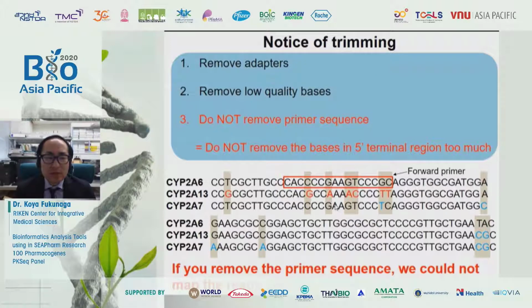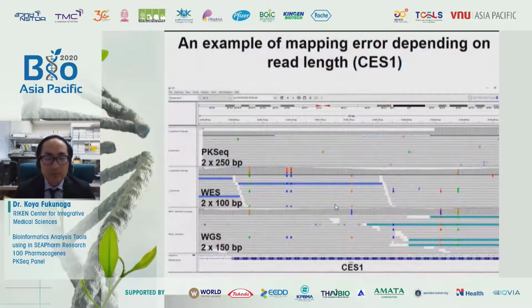Therefore, we must not remove the primer sequence from raw reads to map to the reference genome. From this slide, I would like to show the higher accuracy of PKSeq than those of whole exome sequencing and whole genome sequencing. WES and WGS cannot map a part of the regions in 100 PK-related genes due to high homology sequence.